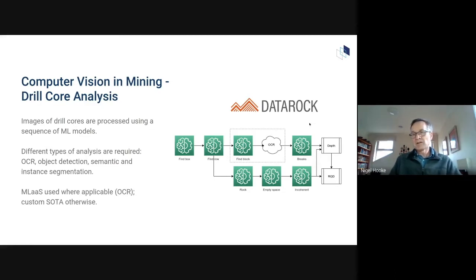The pipeline that you can see displayed here in this image is calculating something called the rock quality designation, or RQD, which is just a number that tells the geologist the degree of fragmentation or integrity of the rock at a certain depth.